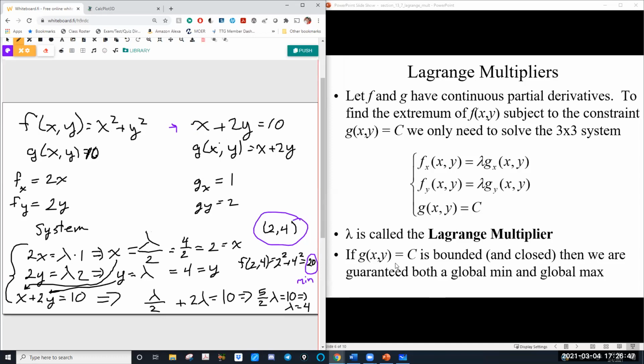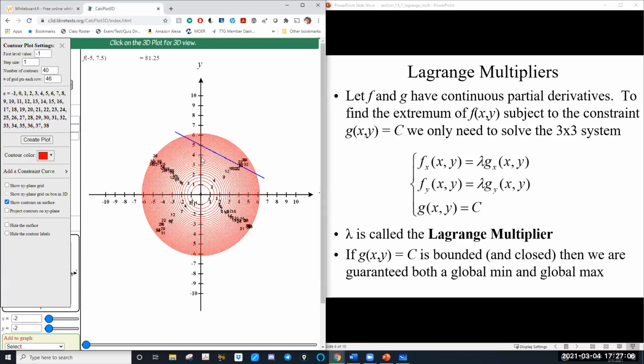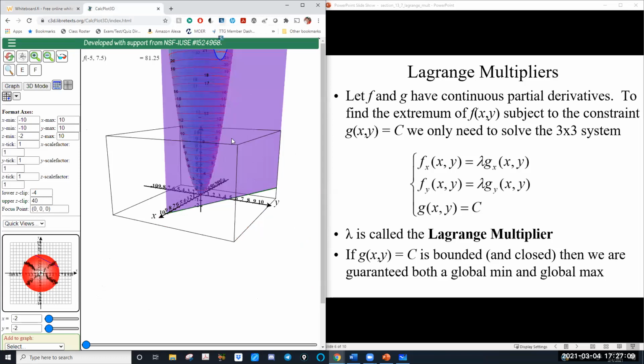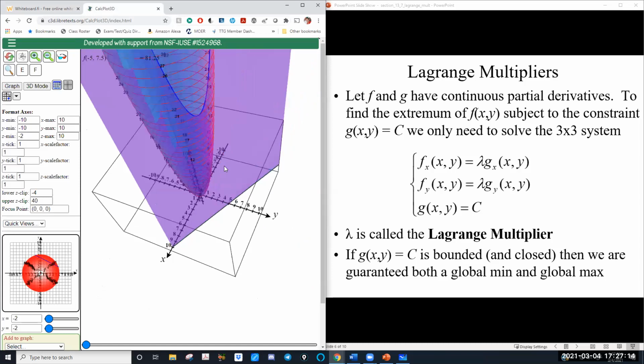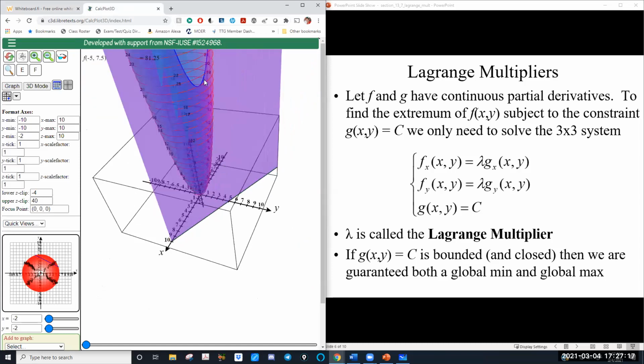Now, one thing I'll mention: if the constraint g of x is closed and bounded, then we're guaranteed both a global min and a global max. This constraint is not bounded. It's closed but not bounded, and we could see that from the graph. Back to 3D. See how it shoots up to positive infinity? There's no maximum subject to this constraint because our constraint was not closed and bounded.